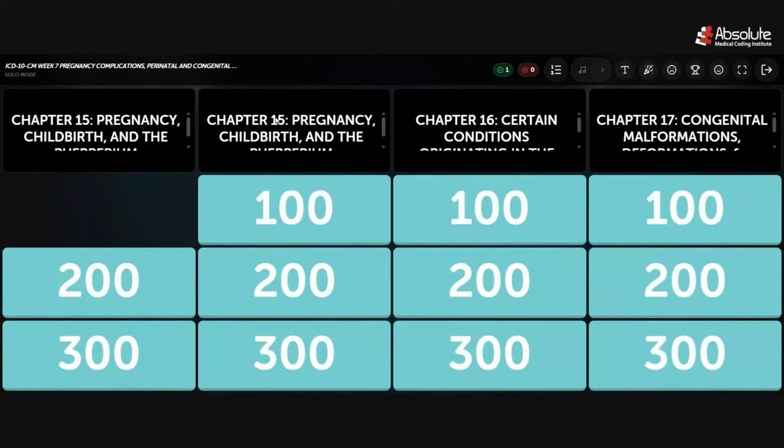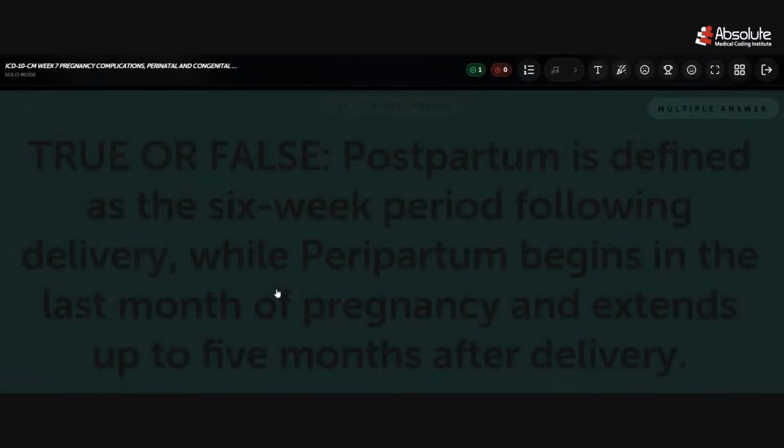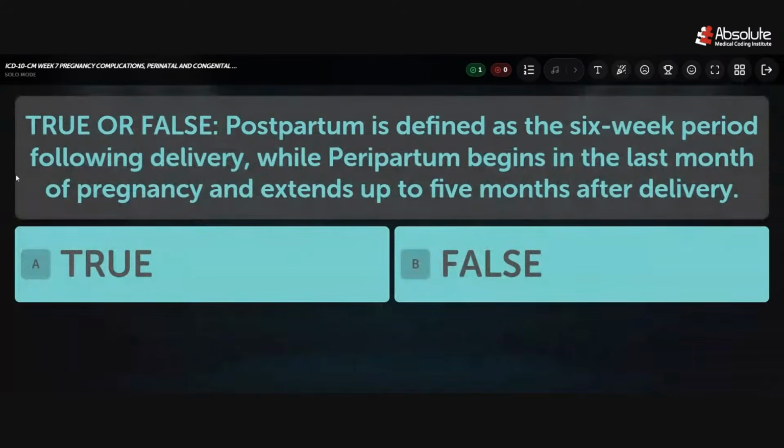Let's move on to another chapter 15. Let's do a 200 this time. True or false? Postpartum is defined as the 6-week period following delivery, while the puerperium or the peripartum begins in the last month of pregnancy and extends up to 5 months after delivery. So postpartum versus peripartum, is this going to be a true or false statement? Let me know in the chat.